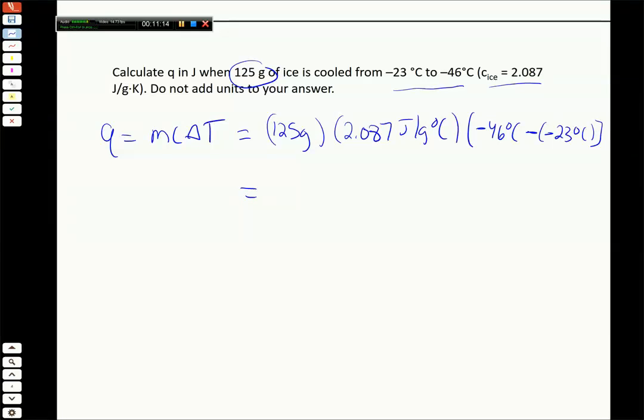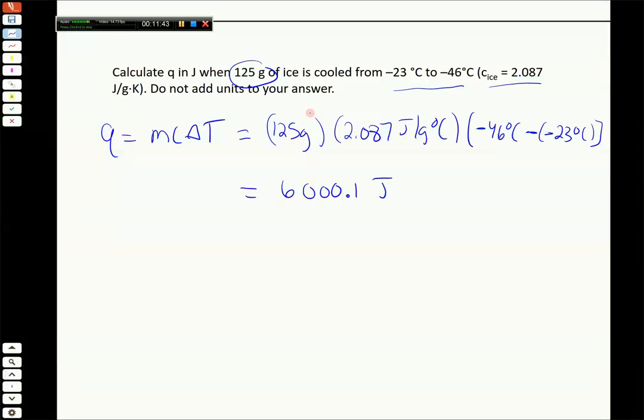But what we get is 6,000. It doesn't say what we're calculating, so heat in joules. This is going to be 6,000.1 joules. It doesn't say how many decimals to add. That's probably too many, but we'll keep that just to be safe when we enter it in Blackboard. And so we got 6,000 joules for this.